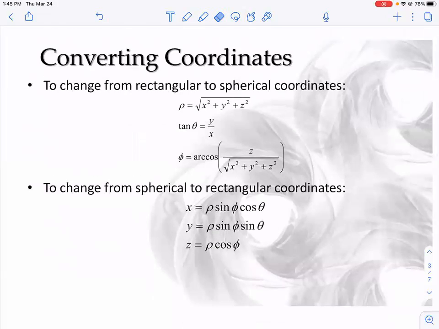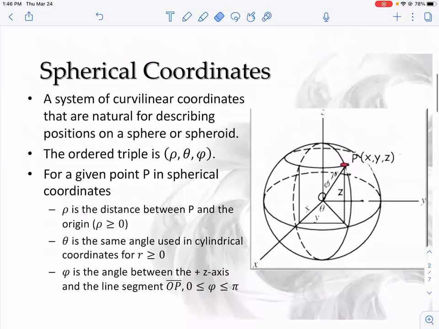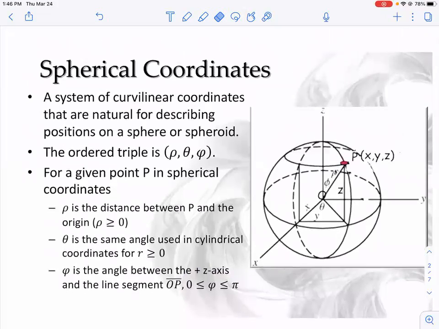Here are our conversions. Do I need to go back? Is that like this right here? Yeah. So this is rho. Phi.